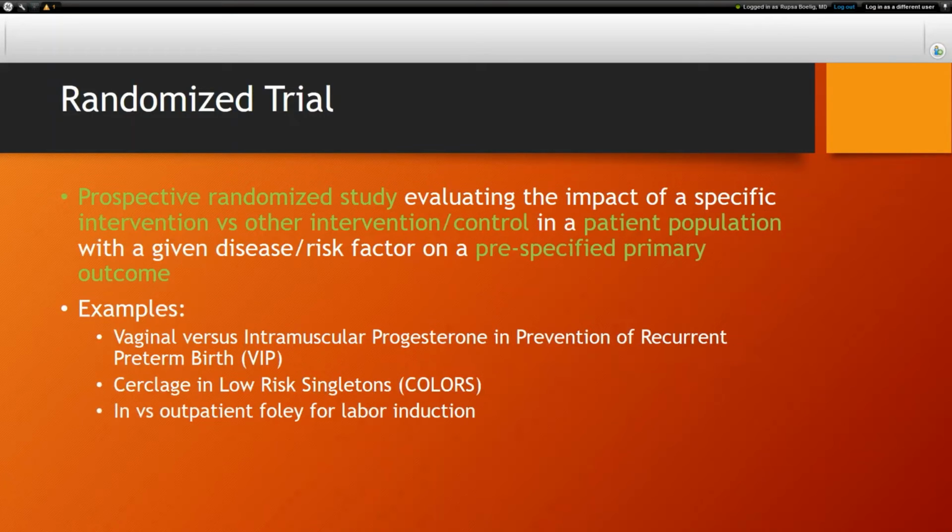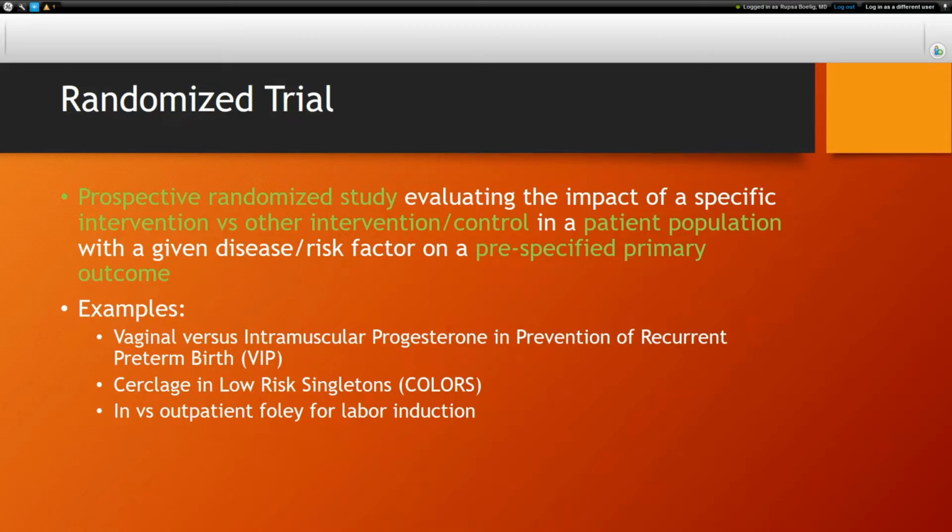Moving on to randomized trial, I think this is the type of research most people are familiar with. A randomized study is, by definition, prospective, evaluating the impact of a specific intervention versus another intervention or control. And again, that intervention can be a medication, it can be a management protocol, it doesn't have to be a device or drug, in a patient population with predefined selection criteria, and you're looking at the effect on a pre-specified primary outcome.